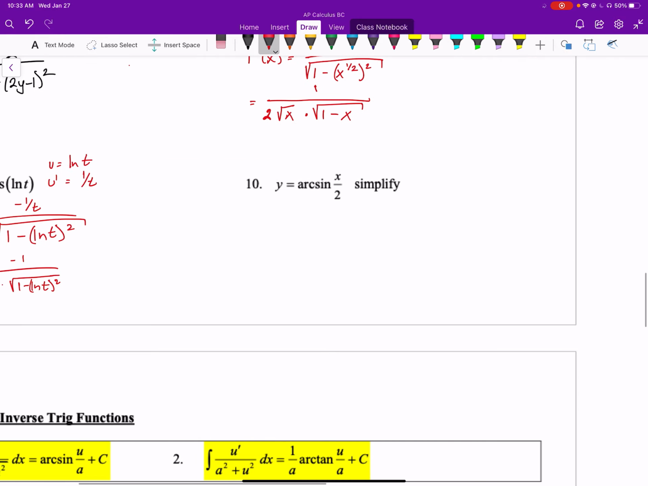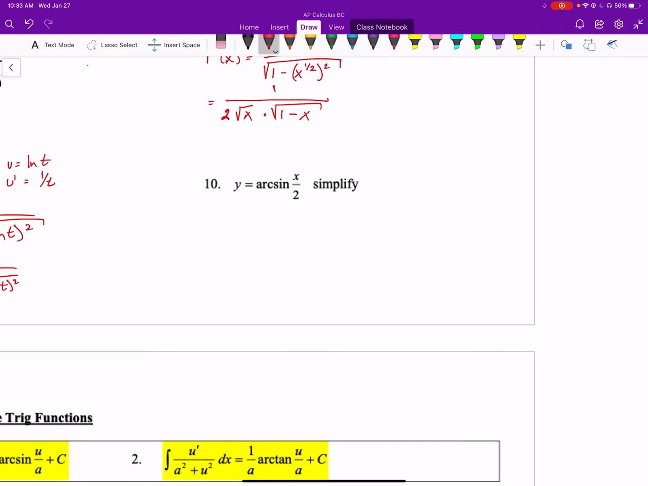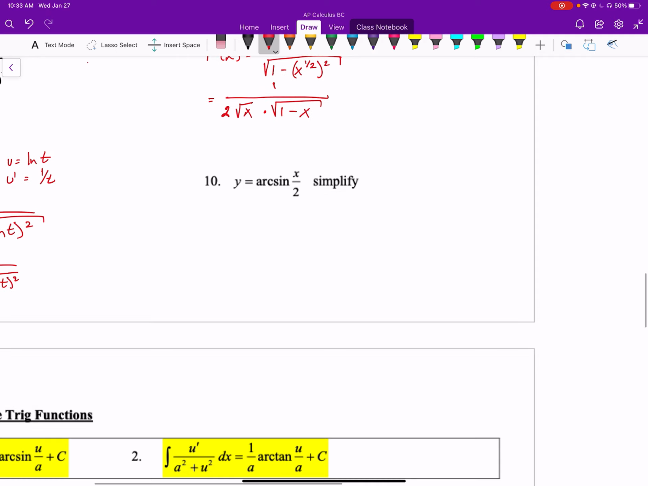Okay, number 10. y equals arc sine of x over 2, and it says simplify, so we want to get it as simplified as possible. So my u is 1/2 x. My u prime is going to be 1/2. So y prime is equal to 1/2 over the square root of 1 minus 1/2 x squared.